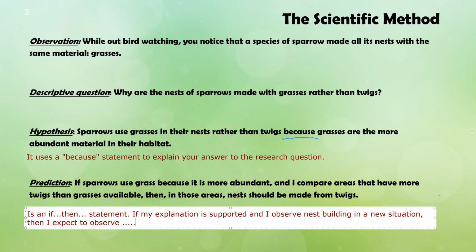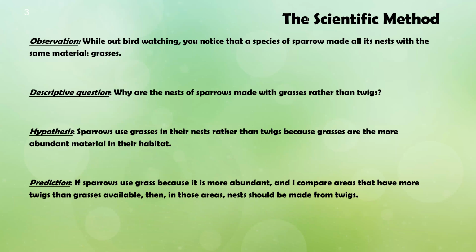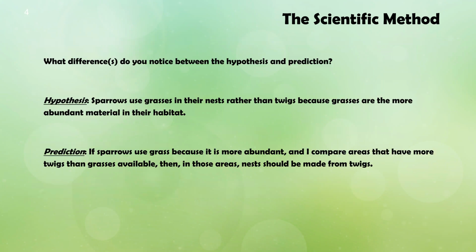Okay, so the hypothesis is your explanation. The prediction is what you expect to observe in certain situations. And a lot of times the prediction reflects what we're going to do in our experiment. Like this researcher would go to habitats with more sticks. That's her experiment. So this is just restating the difference between hypothesis and prediction.